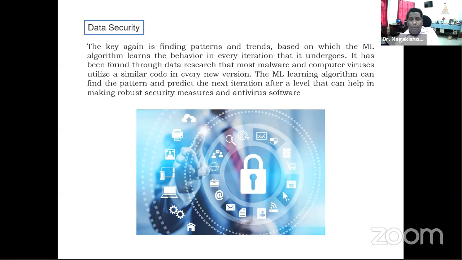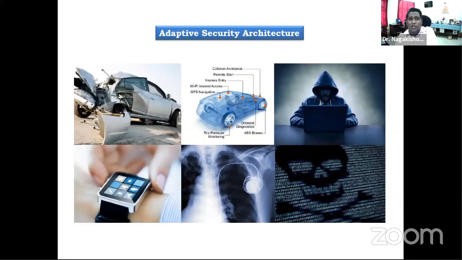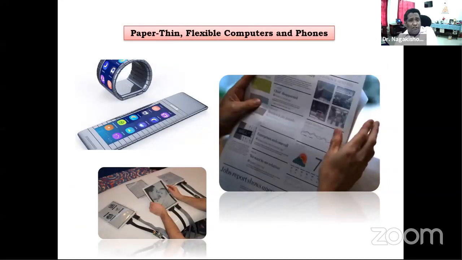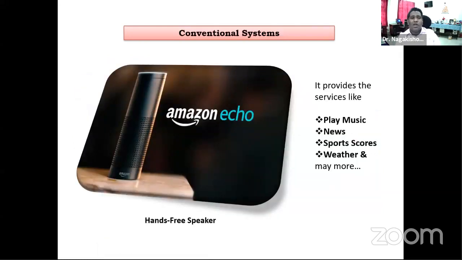So be aware of data security, and some of the adaptive security architectures you can find on the screen, and paper-thin flexible computers and phones. Paper waste and trees, paper waste is also there. To overcome it, thin film models will come to the market in the very near future. We can read our newspaper on thin film. And conference systems are there, hands-free speakers.